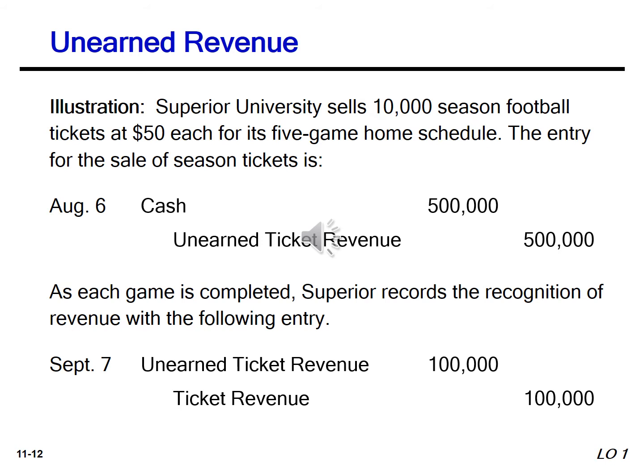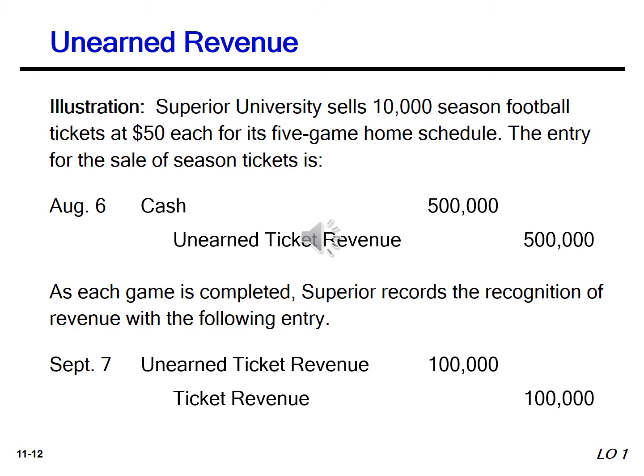Quick illustration. Superior University sells 10,000 season football tickets at $50 each for its 5-game home schedule. The entry for the sale of season tickets is recorded as follows. Cash is going to be debited for $500,000 and unearned ticket revenue is going to be credited for $500,000.